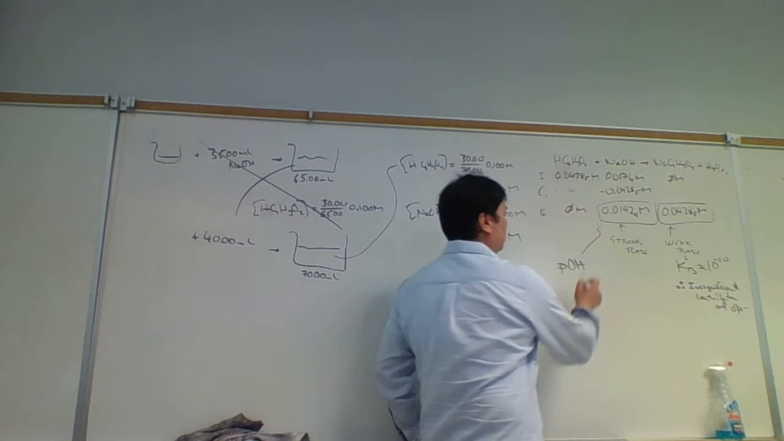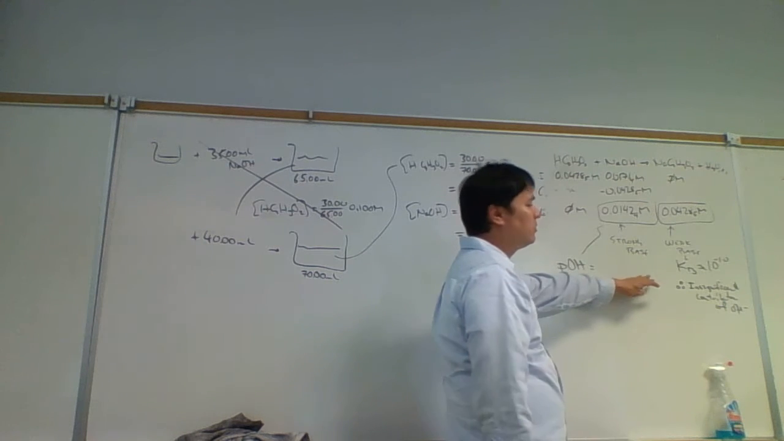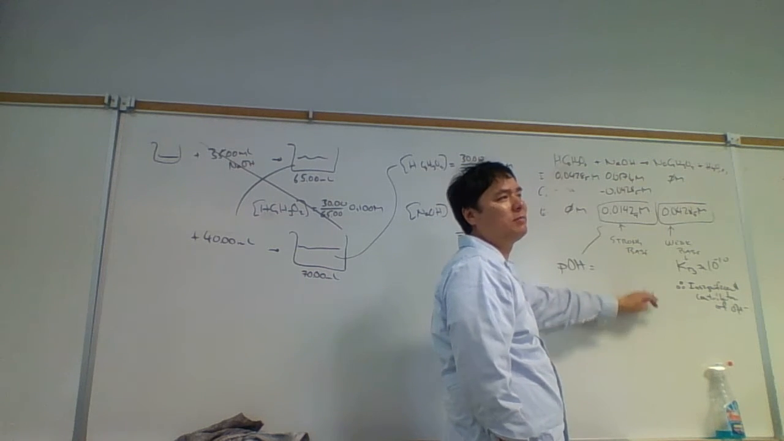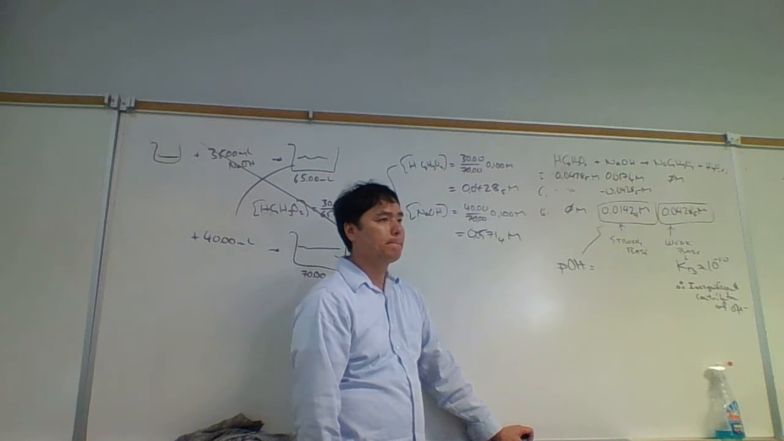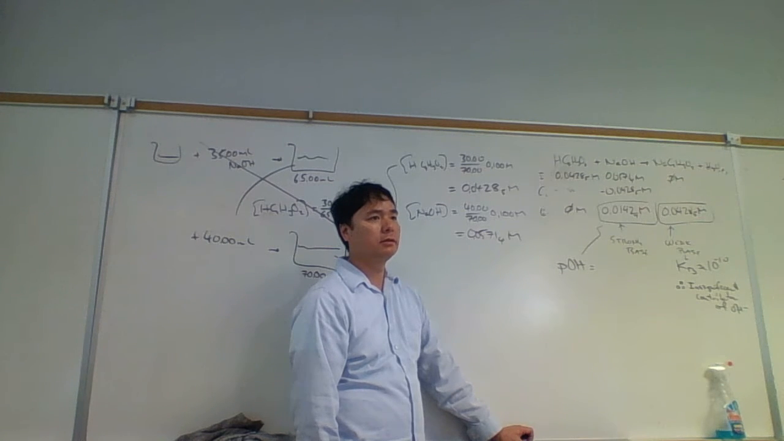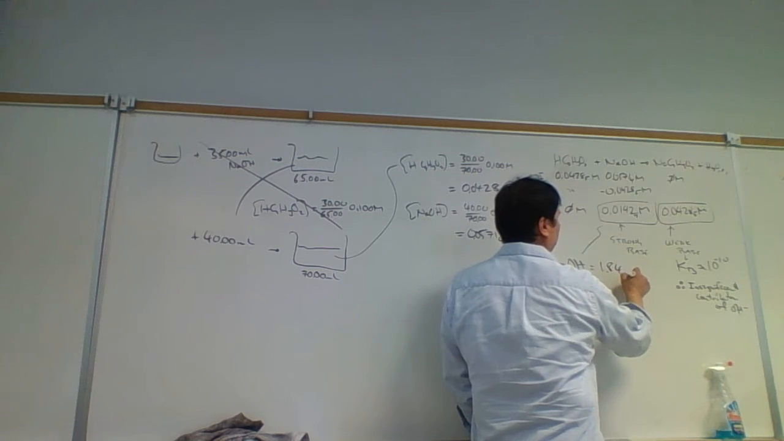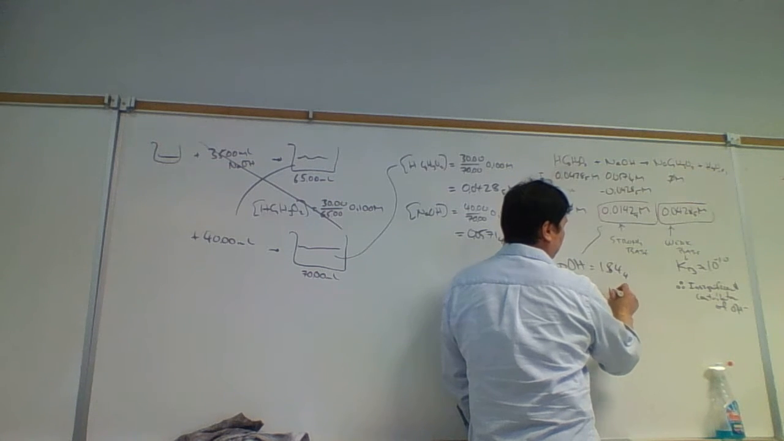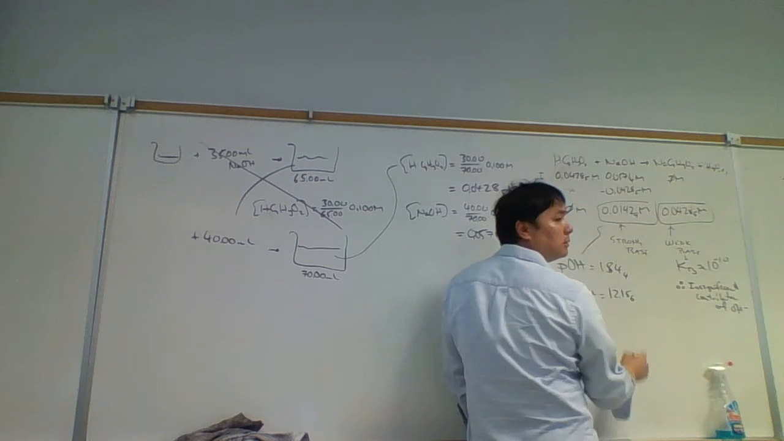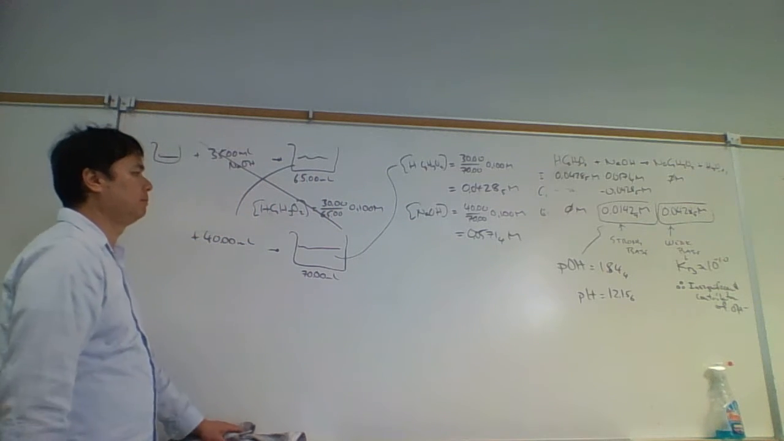The pOH is going to be the negative log of this, because we're also ignoring Kw. Kw is 10 to the minus 14, so that should be even less. And so what does it come out to? 1.844. Is that right? And that means the pH is equal to 12.156. So we'll hit a pH of 12.156 now.